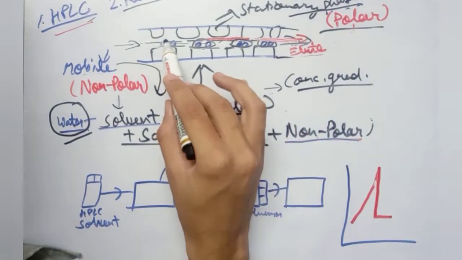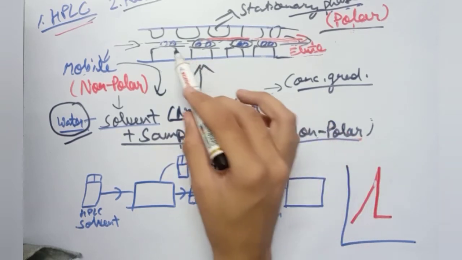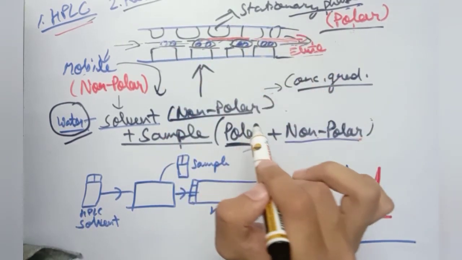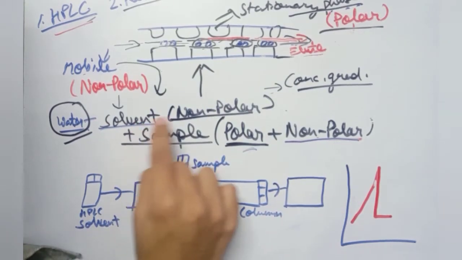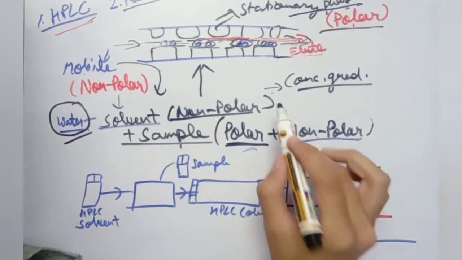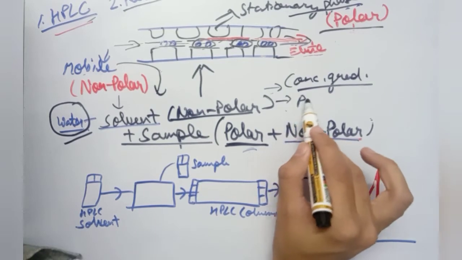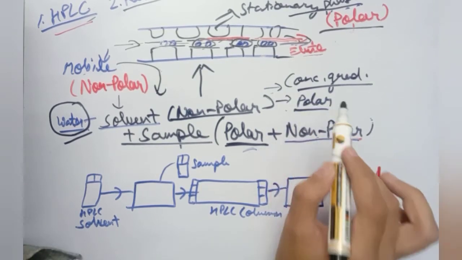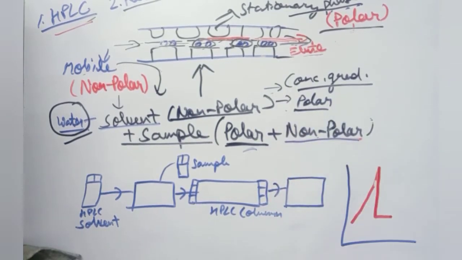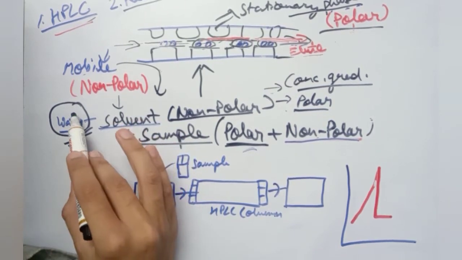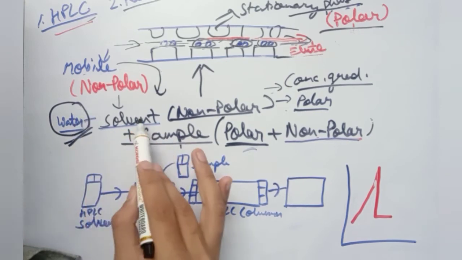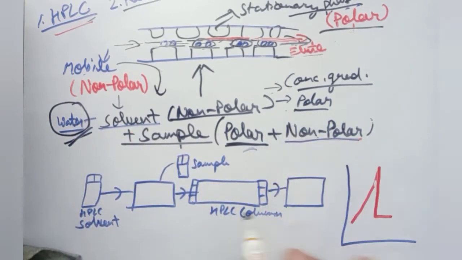Now as we know, the polar component of the sample has made bonds with the polar stationary phase. Now we have to break these bonds. The solvent is already non-polar, so we have to make it more polar in order to break the bonds. How can we make this more polar? We can add water to it. Water is a polar solvent, so if we add more water to this solvent, then it becomes more polar.